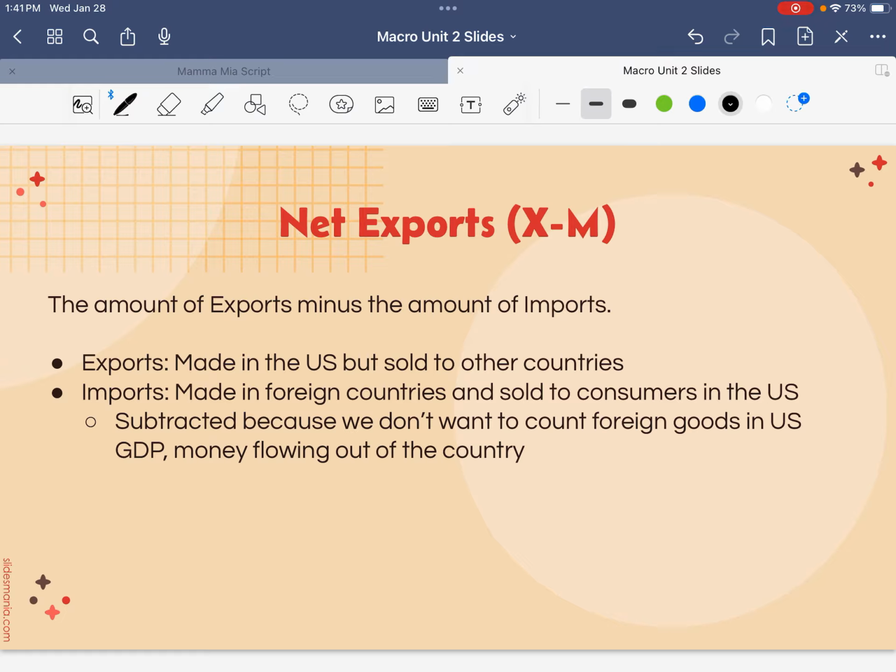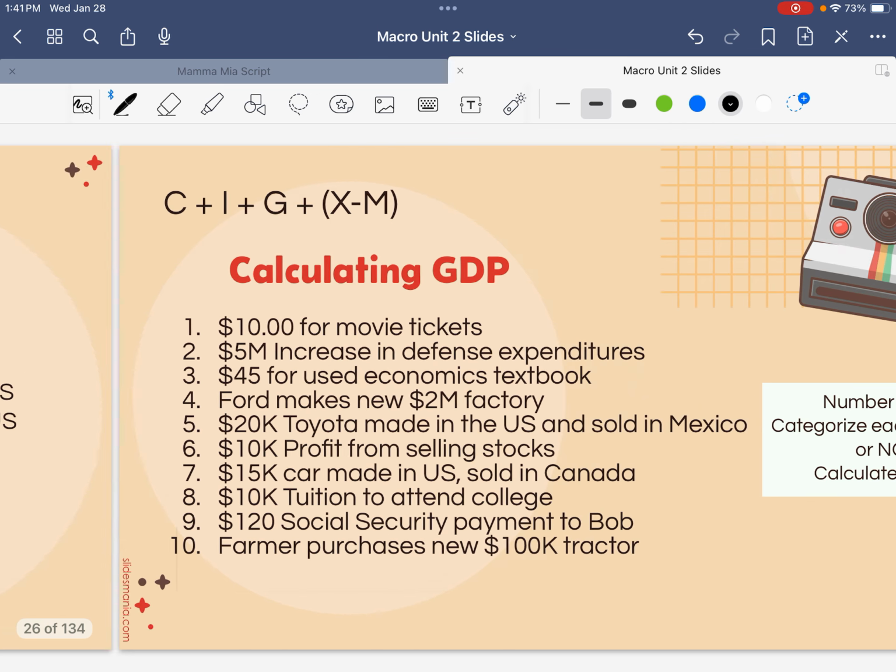So if we buy, I'm making this up, balloons from Sweden, then Sweden gets to count those balloons in their GDP. We don't get to count it in ours. So they're shipped over to America. It gets subtracted from our GDP, sold on the shelves in America to an American customer. But we talked about the markup thing earlier, so I'm not going to get into that.